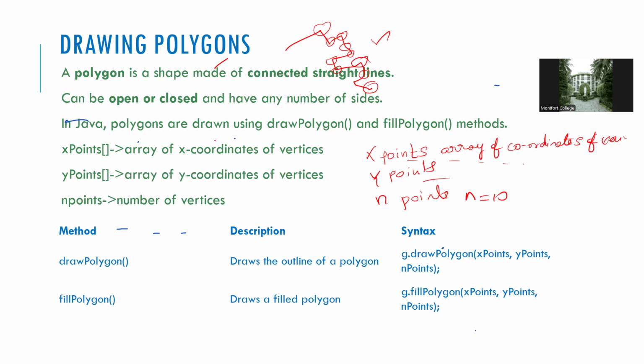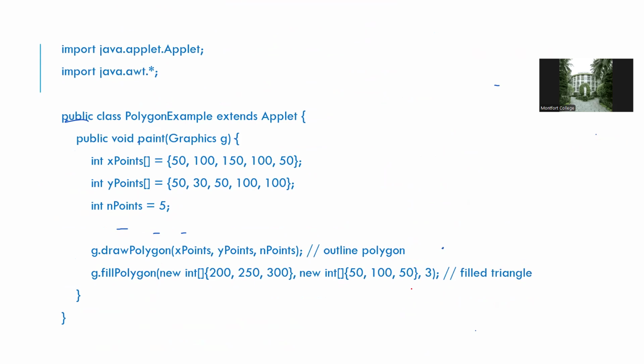If you see the syntax, draw polygon draws the outline of the polygon. It takes x points, y points, and n points. Fill polygon also takes x points, y points, and n points. If you see the program, you will understand. Here we go. For x points, we have a set of arrays: 50, 100, 150, 100, 50. This is based on your number of lines, because we will have many lines in polygons. And here also the same.